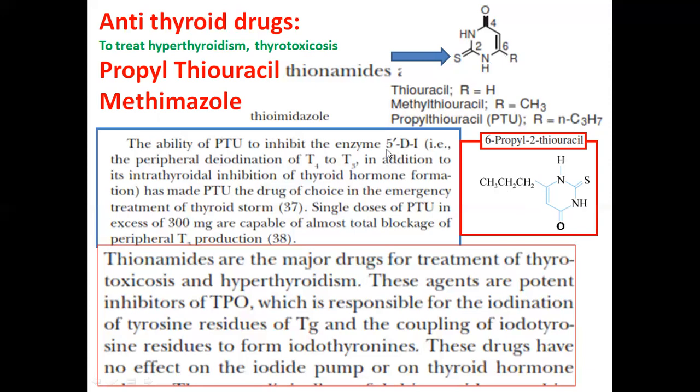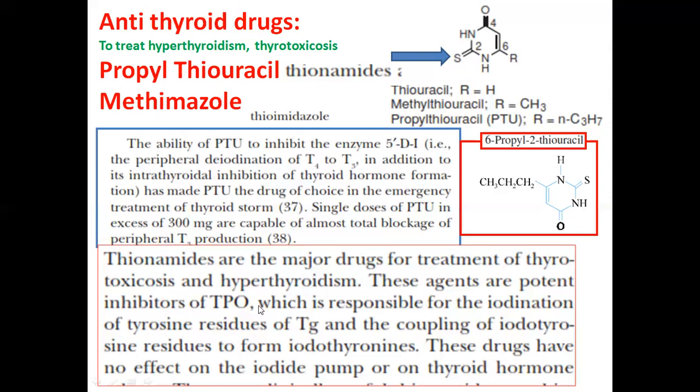They inhibit the peripheral deiodination. Propyl thiouracil inhibits the 5-deiodinase enzyme, which converts T4 thyroxine to T3, the active form. So that is inhibited, and therefore it leads to less formation of thyroid hormone. A dose of 300 milligram is enough, and that is a thionamide. They are the major drugs for the treatment of thyrotoxicosis and hyperthyroidism.